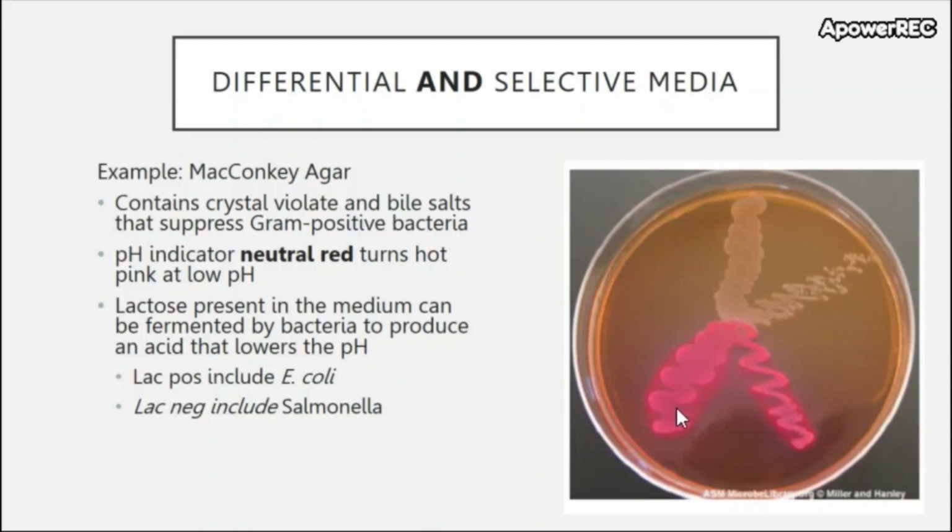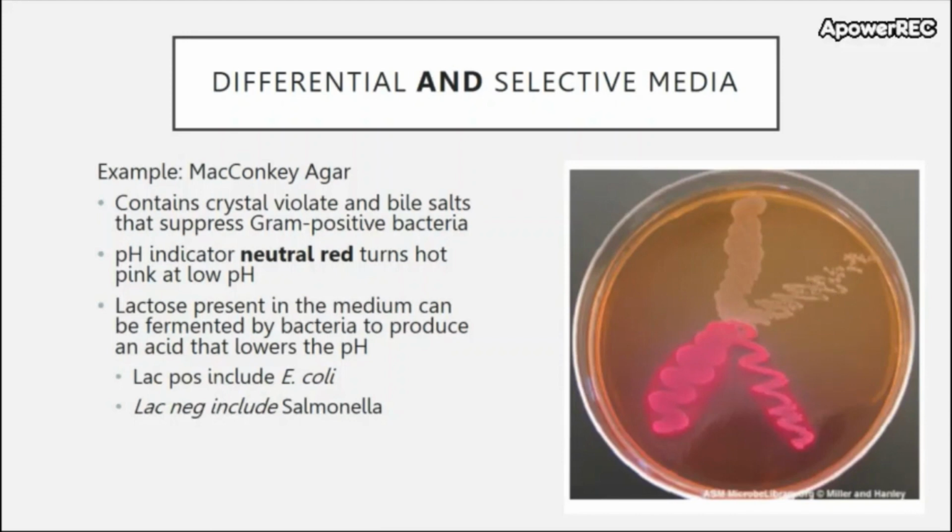As you can guess, we're probably going to use that same trick where we add a sugar that only certain microbes can ferment or break down and create acids from, and that sugar is lactose. Lactose is added to the medium, and bacteria that can ferment it will lower the pH and make this hot pink color present. So we can see E. coli can grow on MacConkey agar. It's a gram-negative bacteria that is lactose positive, and then Salmonella is gram-negative and lactose negative, and so it would be no hot pink.